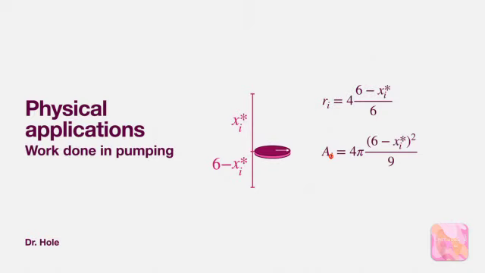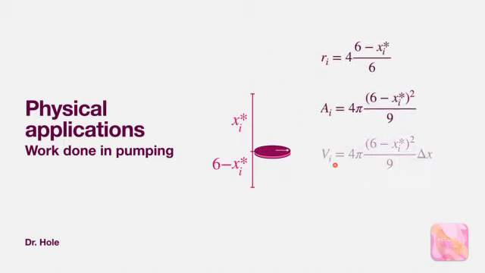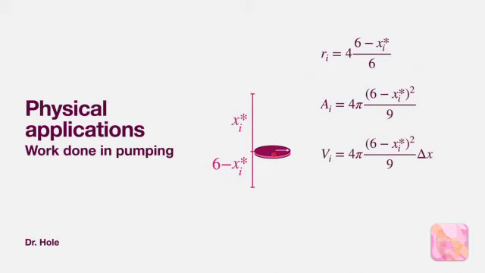So area is pi r squared. We have the binomial squared. We have a pi. 4 over 6 is 2 over 3. Squaring 2 over 3 gives you 4 over 9. All right, so that's the area of one of the disks. And then you need to multiply that by delta x to come up with the volume of water at this arbitrary depth.